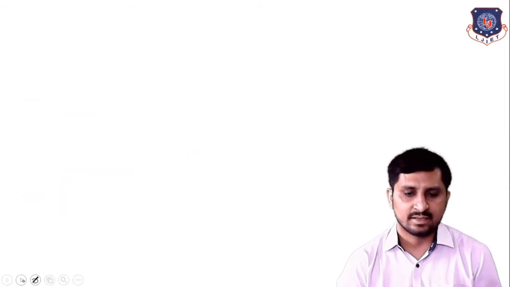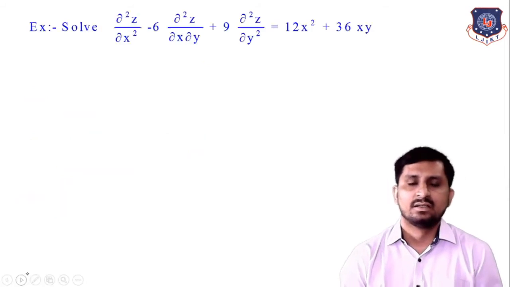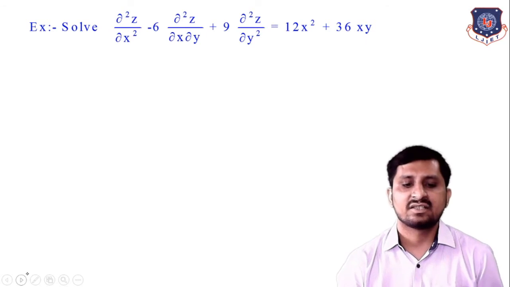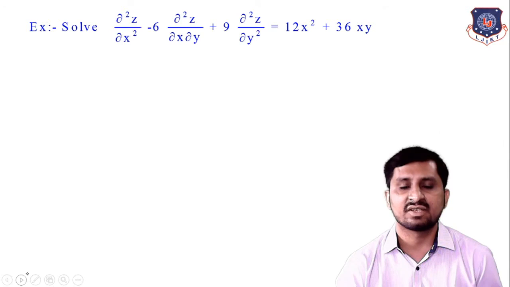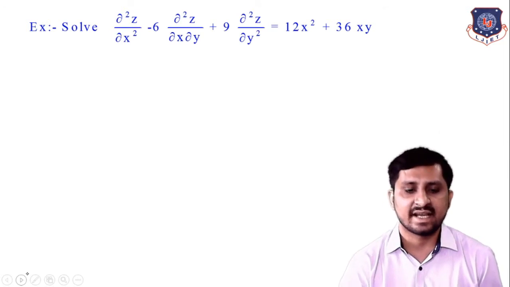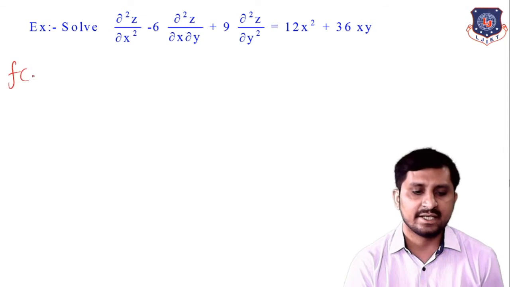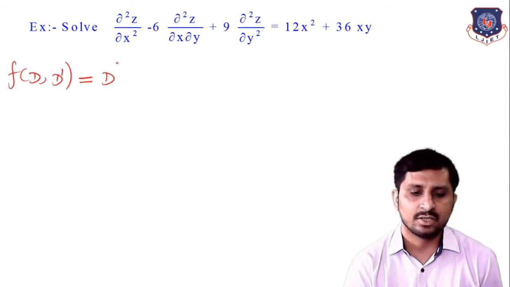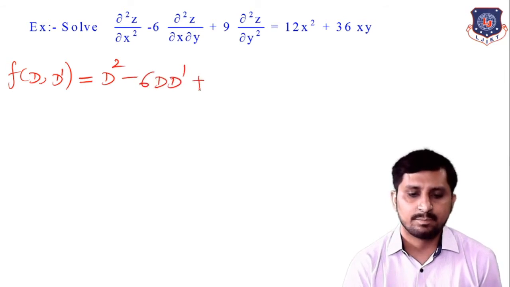Let's solve one more example. This is our next example: del square z by del x square minus 6 del square z by del x del y plus 9 del square z by del y square is equal to 12x square plus 36xy. So f of D, D dash, I can write, is equal to D square minus 6D D dash plus 9 D dash square, which is equal to 0.